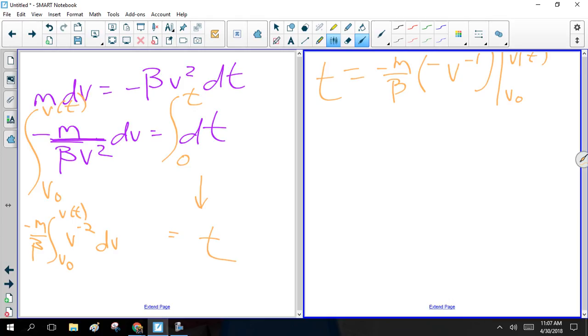And then plug in your numbers. So you get t equals, you guys agree that the negatives cancel there? So you're going to get m over beta times 1 over v of t minus 1 over v naught, right?